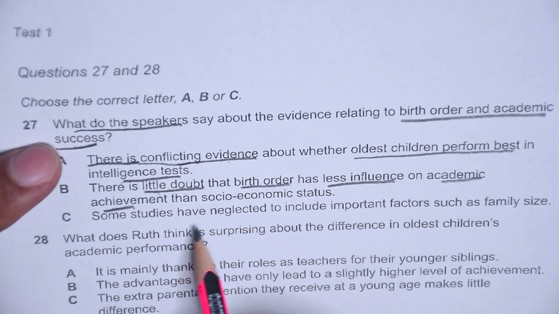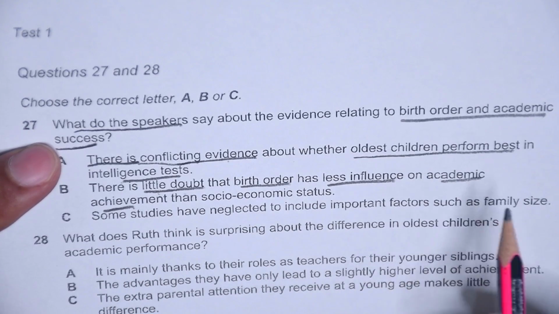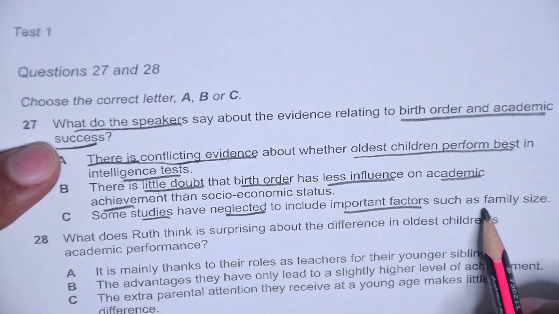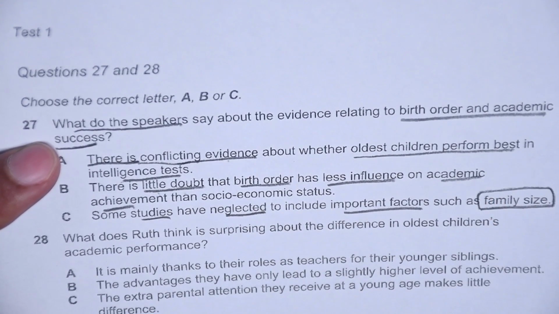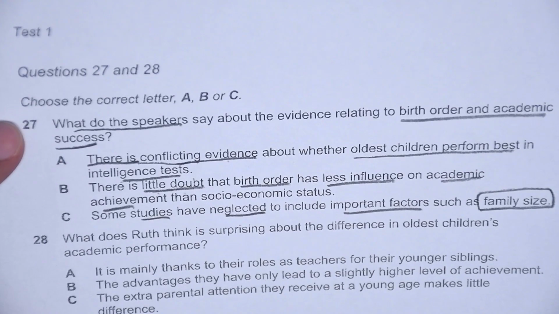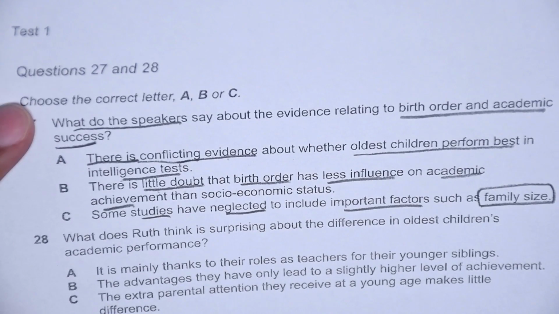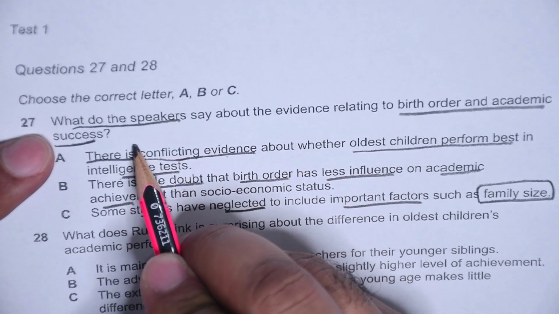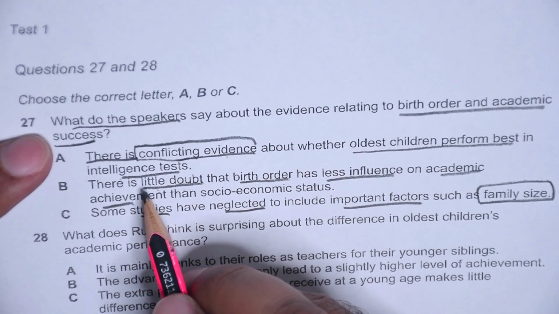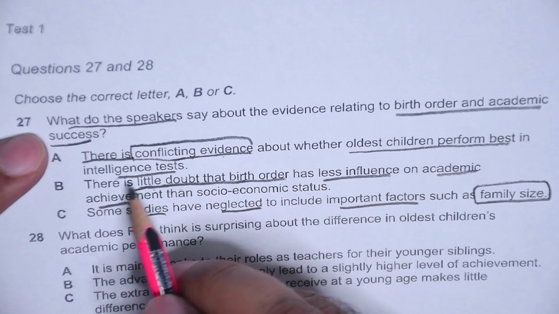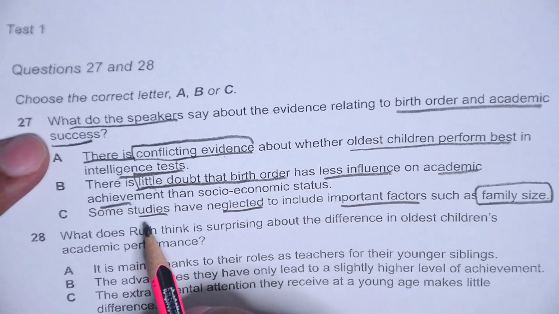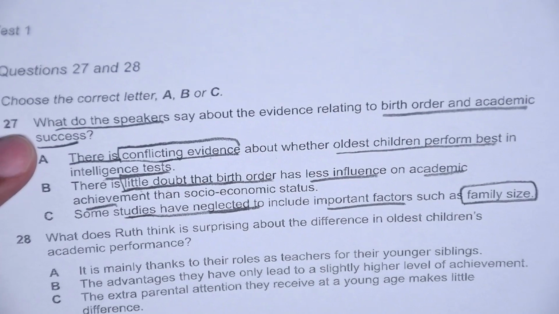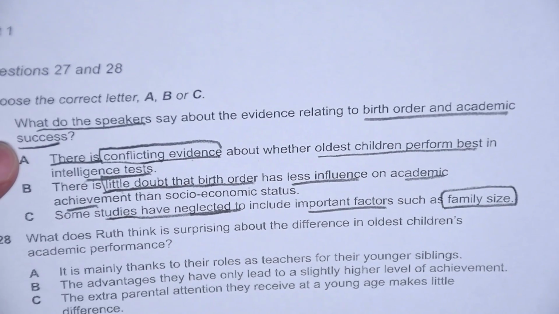Then they say some studies have neglected to include important factors. So studies neglected important factors, and that is family size, number of people in the family. That's what we call family size. Clear? Now listen to me. First you need to catch whether they are talking about conflicting evidence or little doubt about birth order, and then you got to decide, and then they will say neglect. Studies have neglected, ignored and all that, and then you got to just find the answers. Okay, so let's just do it.